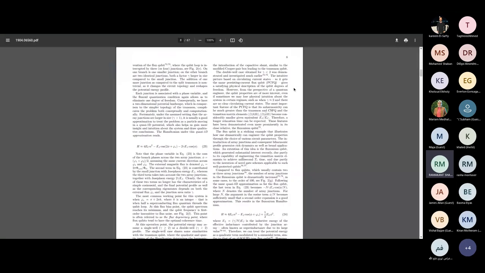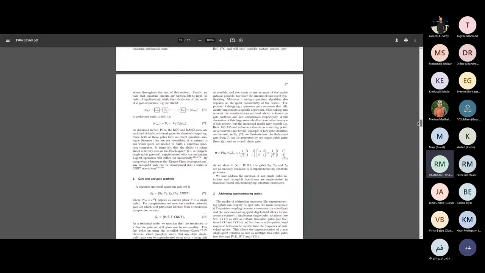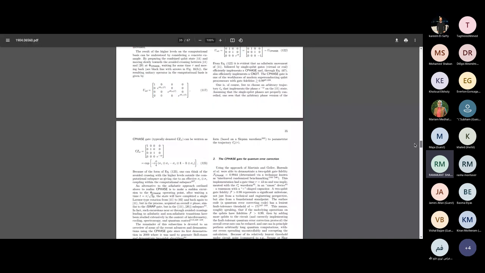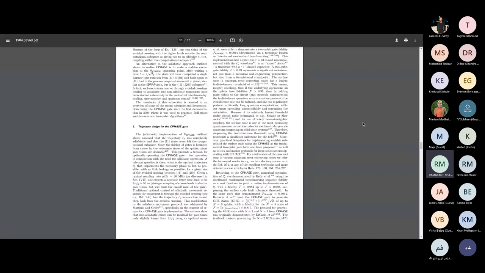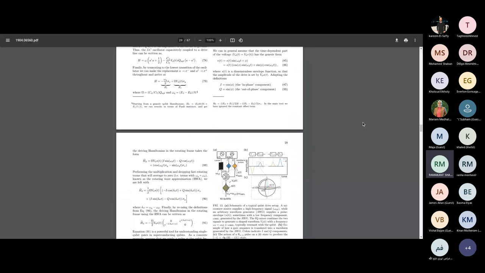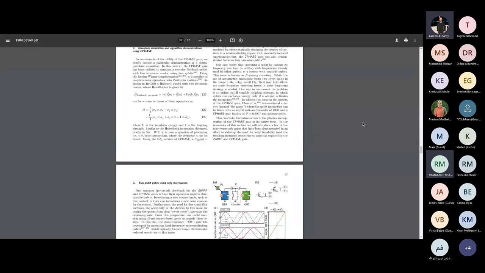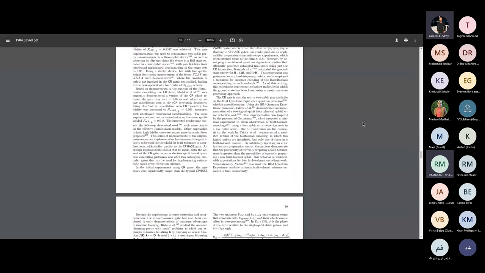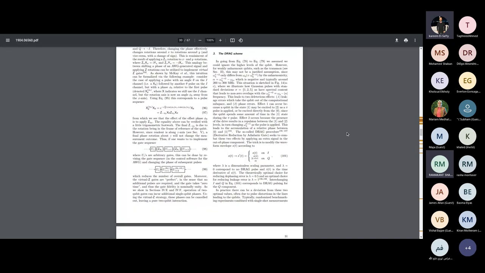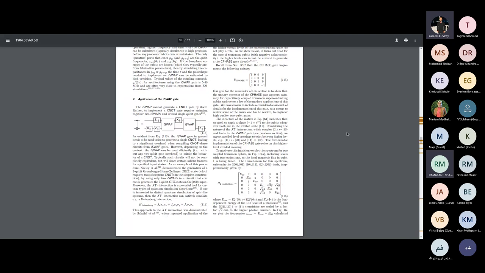So for the CNOT gate, as I said, it's based on the implementation of the ISWAP gate. Okay, so let me get to that part. So this is actually the decomposition of the CNOT gate. Where is it? Just a second. No, these are the gates. So this is actually how we implement the CNOT gate.